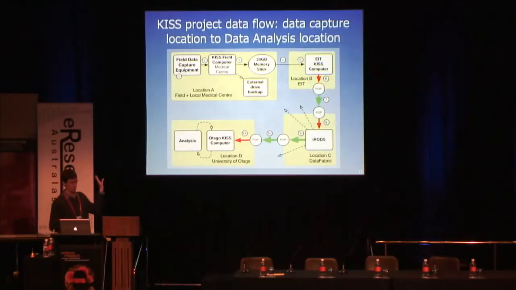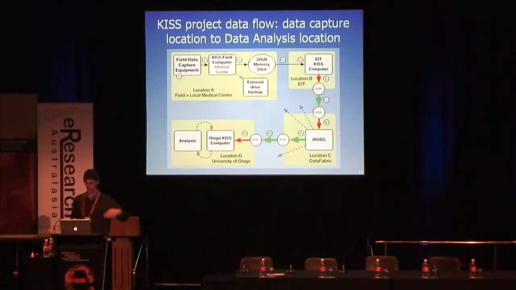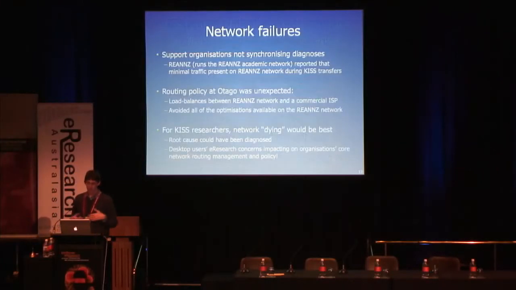As a quick depiction, and these slides will be available through the web, so you don't necessarily need to look through it all now, we move from the field capture at the top through the uploading site in the top right, through the data fabric site in the bottom right, then down to the analysis point at Otago University. I've indicated with colours approximately where the different speed issues were. Sometimes there were speed issues you'd expect, like a slow inter-campus link. Other times there were things like this one, which we didn't expect, and that was causing a backlog of data for us.